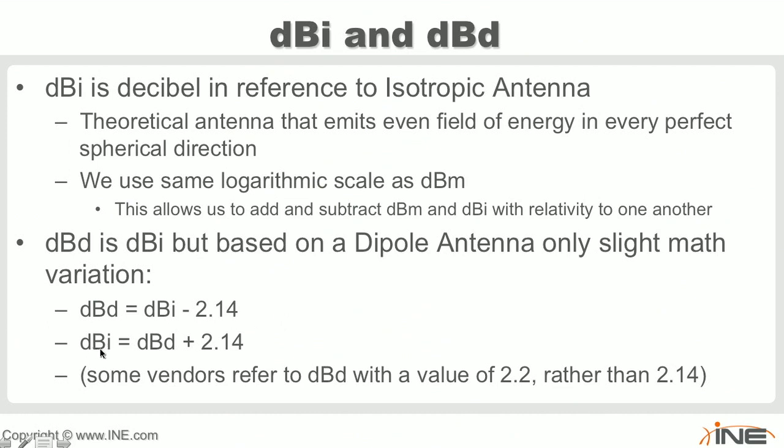If we want to find the dBi, but we already know what the dBd is, somebody says, you have a 6 dBd antenna, then we simply add 2.14. So plus 2.14 would be 8.14 dBi. By the way, not all vendors refer to the dBd value as 2.14. Some vendors refer to it as 2.2.